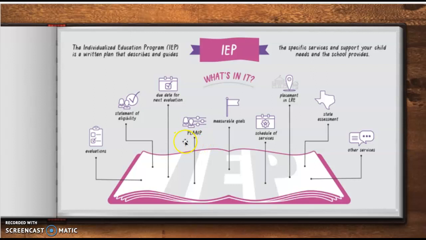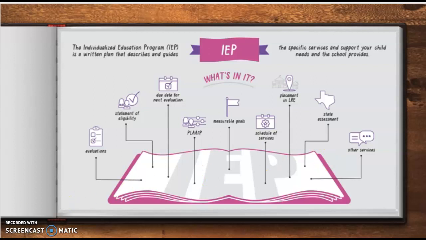And it's so important that the present level is evident because that's what drives the goals, the scheduling of services, the placement, where is the student going to be serviced, whether it's in the gen ed setting or the special ed room, the state assessment accommodations, and any other services the student might qualify for, such as speech, occupational therapy, social work, etc.